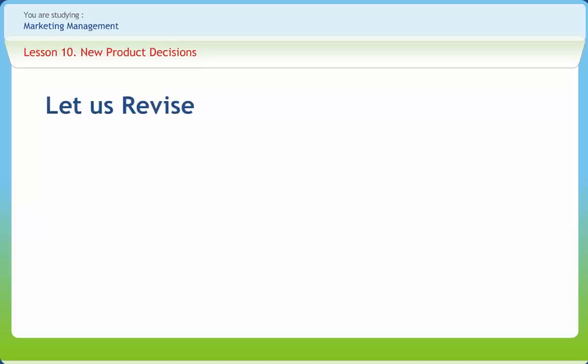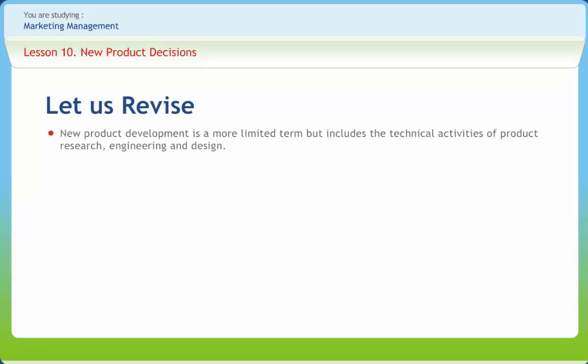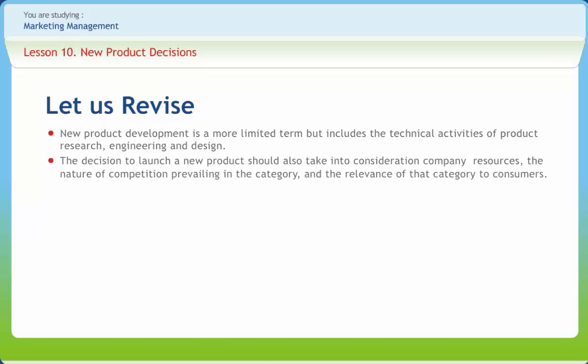Before we end, let us briefly revise what we've studied so far. New product development is a more limited term but includes the technical activities of product research, engineering, and design. The new product ideas emerge by evaluation of idea, market conditions, and the nature of the product launched by the company. The decision to launch a new product should also take into consideration company resources, the nature of competition prevailing in the category, and the relevance of that category to consumers.